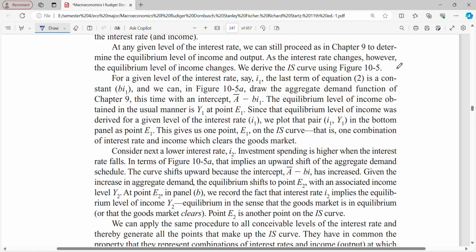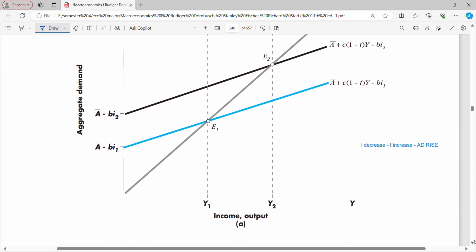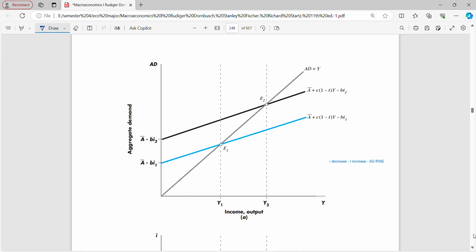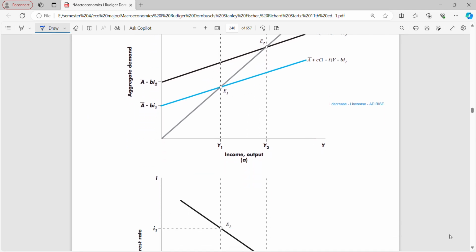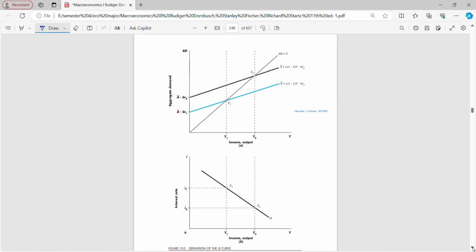Next, at any given level of interest rate, we can still... this is from chapter 9, just read it by yourself. These things, all just read by yourself. This is an explanation for the coming diagram of interest rate. I'll minimize the screen so it will be easier for you to follow. So when the interest rate is I1, at that time we have our aggregate demand here. For the I1 interest rate, we have the aggregate demand here.